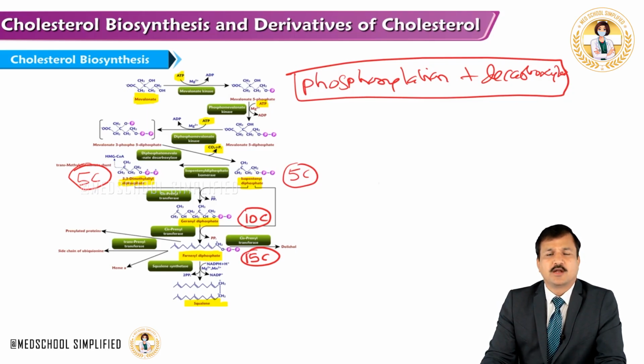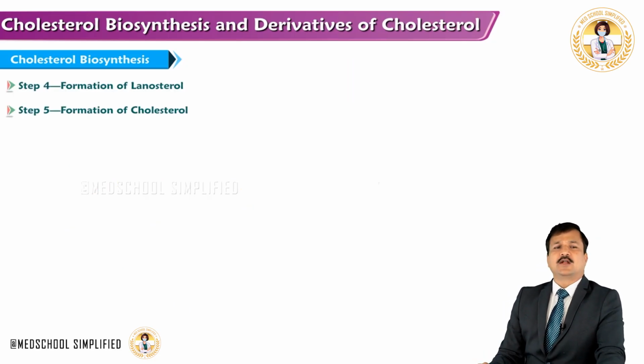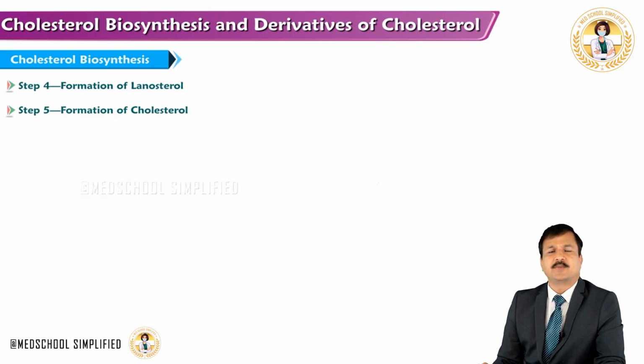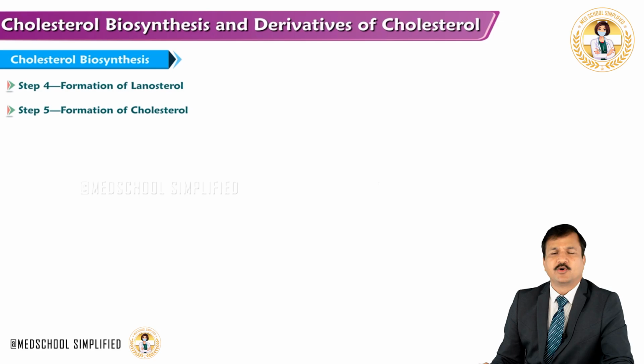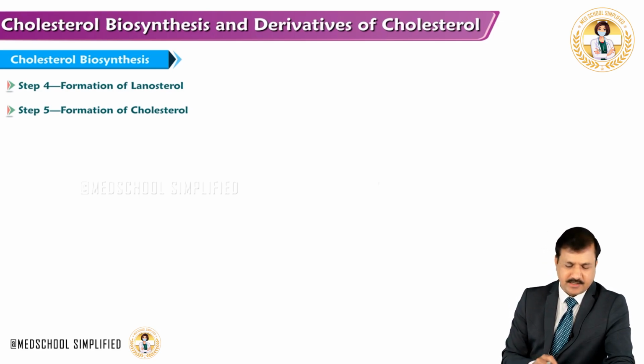Next, let's move on. What happens to this squalene? Now the squalene will undergo ring closure to form lanosterol, and then lanosterol will undergo further reactions to make cholesterol. These reactions will be going on in the endoplasmic reticulum. Now your cholesterol biosynthesis is moving to the endoplasmic reticulum. Now let's see the details in the form of a figure.